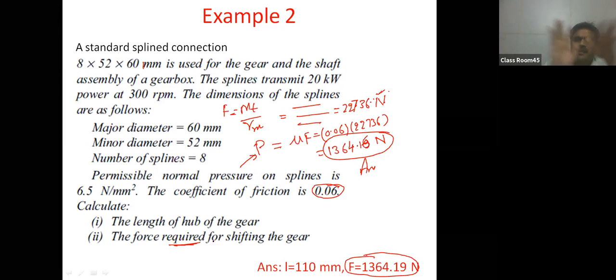All types of keys we will discuss as per the syllabus. In the next class we will start the coupling. In coupling there are so many types. Oldham coupling is there, Hooke's coupling is there. Some couplings are useful for connecting shafts which are parallel to each other. Some couplings are useful when the shafts are inclined to each other, having some angular inclination between them. And some when shafts are collinear.